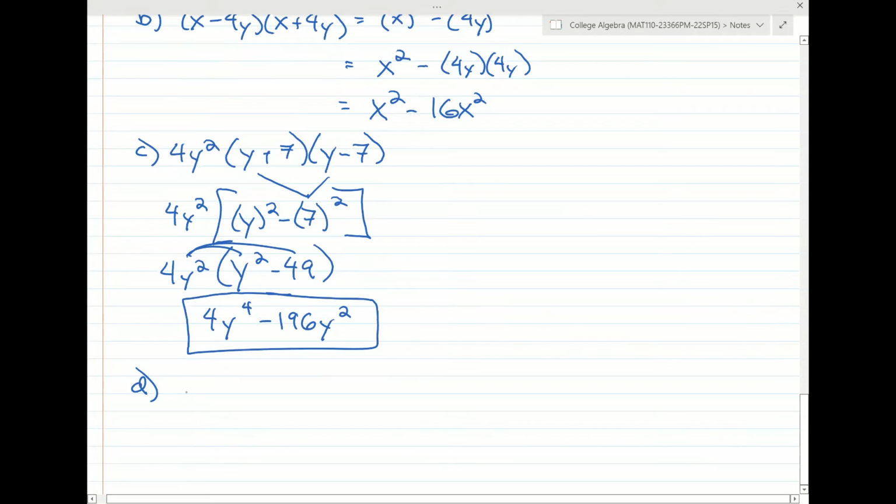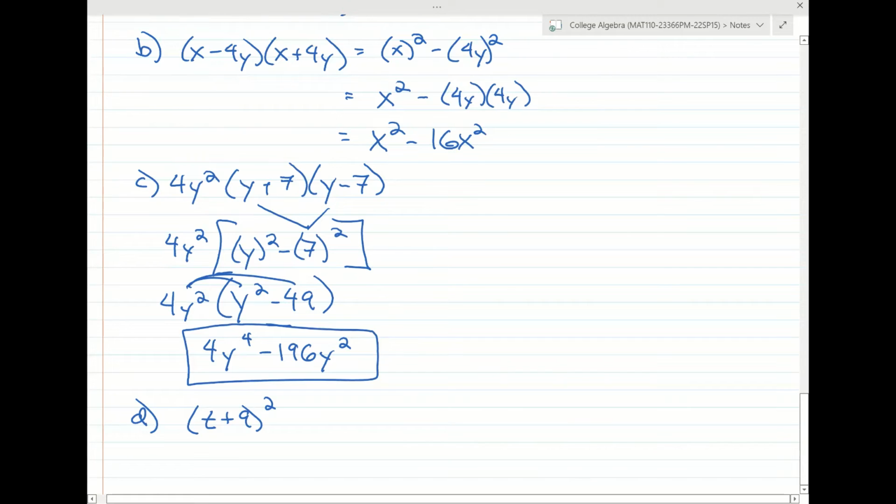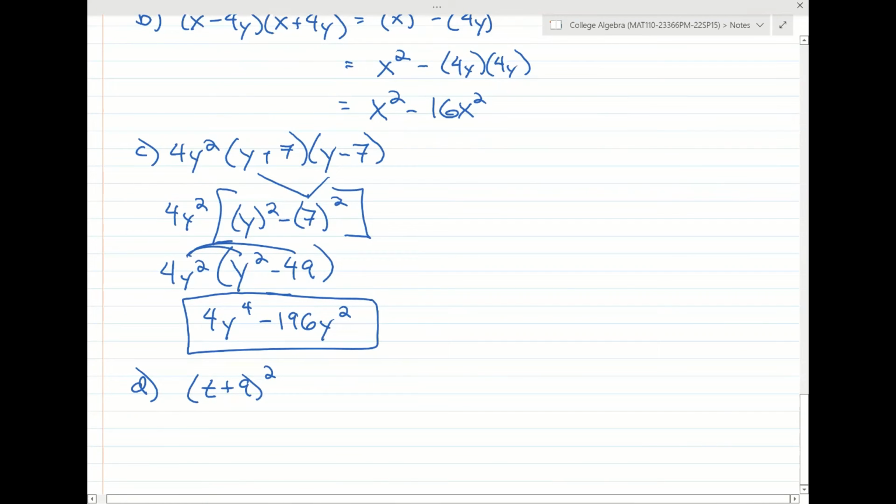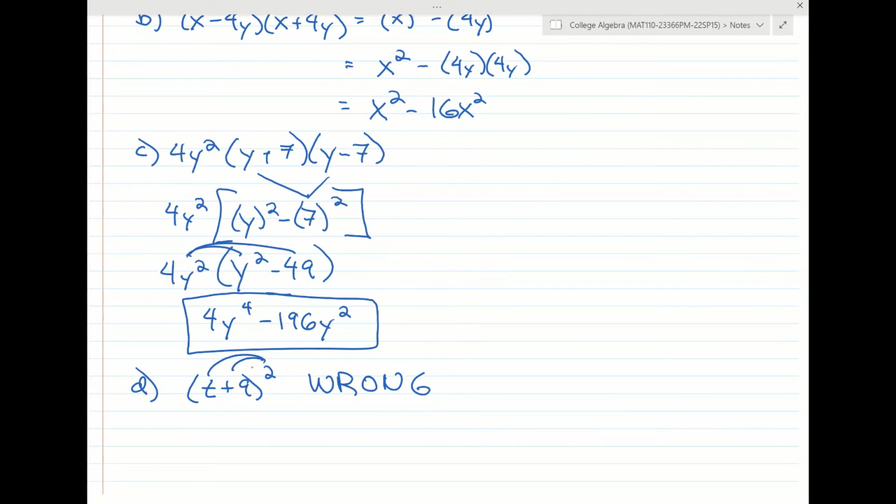Let's try a different shortcut. What if we had t plus 9 to the second? This is an example of that second shortcut we talked about with x plus y to the second power. This is really wrong. Please don't ever do this if you distribute that 2. That's really, really bad. If this was on an exam and you did that, I tend to give partial credit. I would not give any credit for that. That's how bad that is.